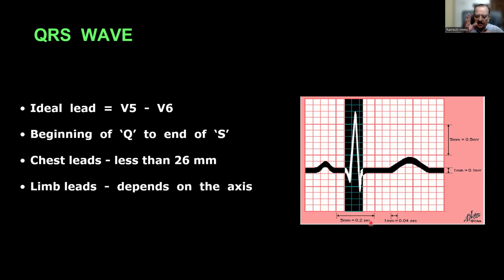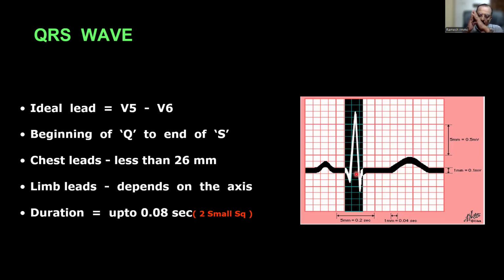So it is a wave. It has two components. One is the amplitude, another is the width. We give importance only to the width. That is very, very important. What is the normal width? It should not be more than 2 small squares. From the beginning of the Q wave to the end of the S wave, horizontally, it should not occupy more than 2 to 3 small squares. That's all. 2 small squares is the correct one, 80 milliseconds or 0.08 seconds. That is 2 small squares. That's the width of the QRS.